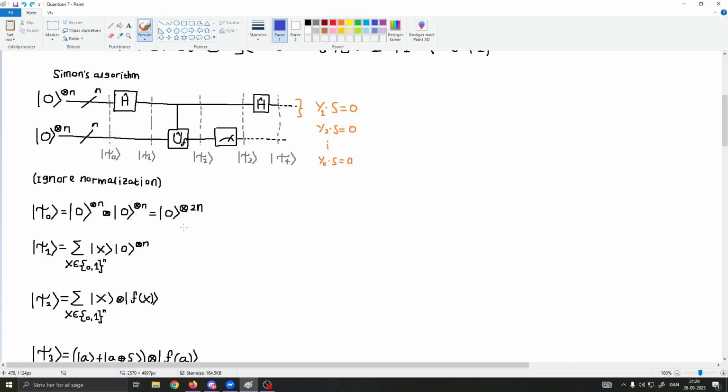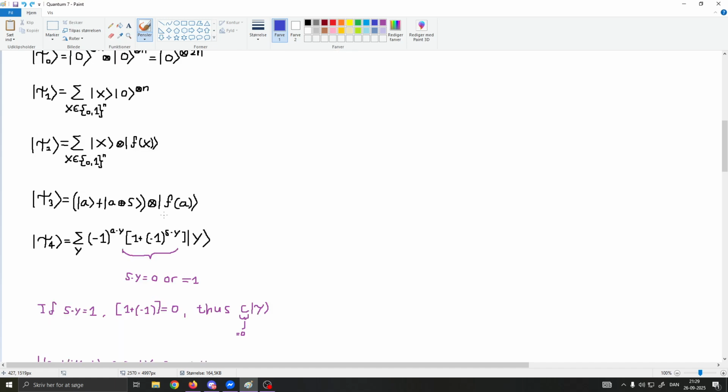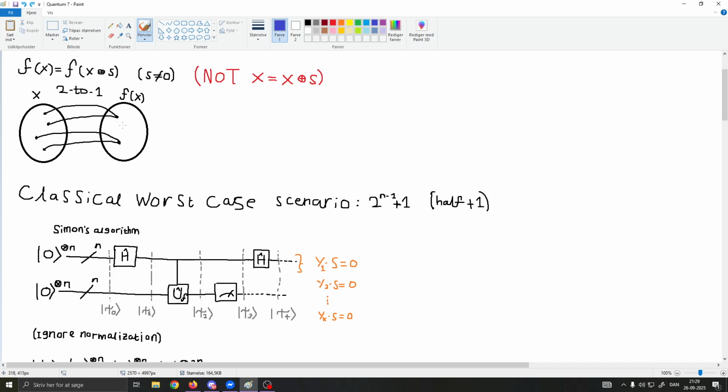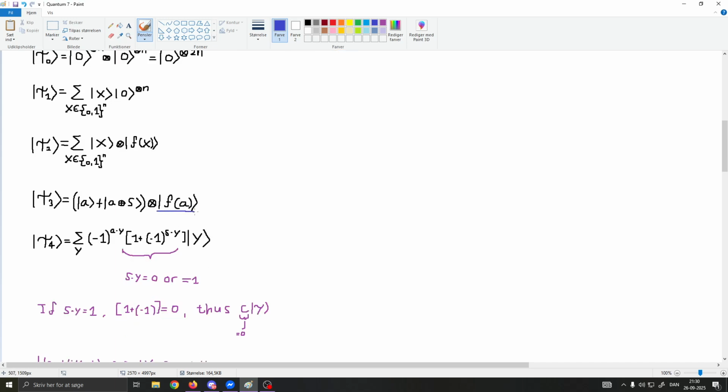Cool. Now, what we measure down here, we measure the second register, which collapses the function into one of the values. From this illustration, this would be the same as measuring in this domain, and hypothetically, let's just say it collapsed to this point right here. Let's say that this point we call A. Then this would correspond to the second register down here, collapsing to that specific result, f of A.